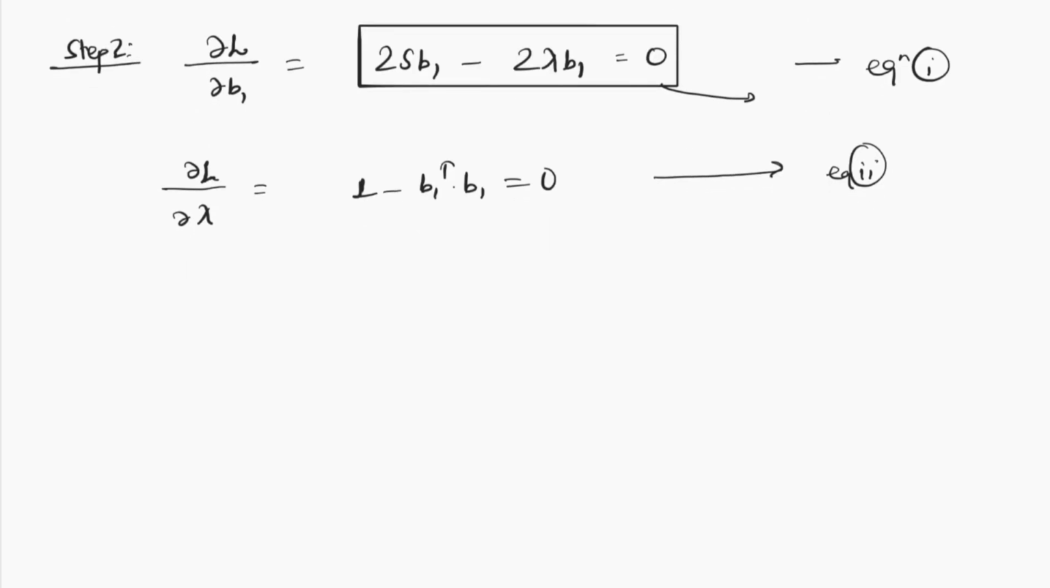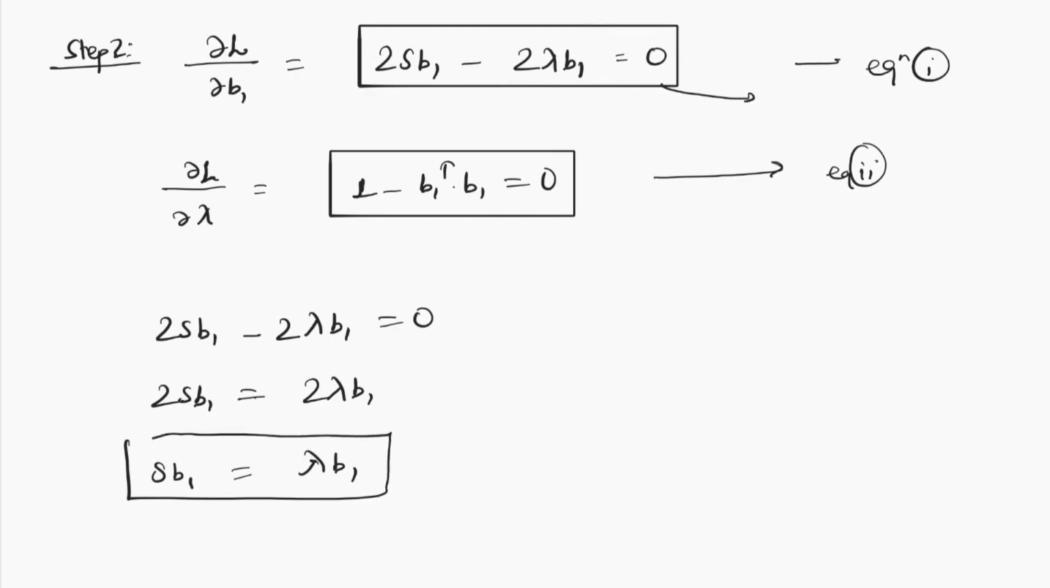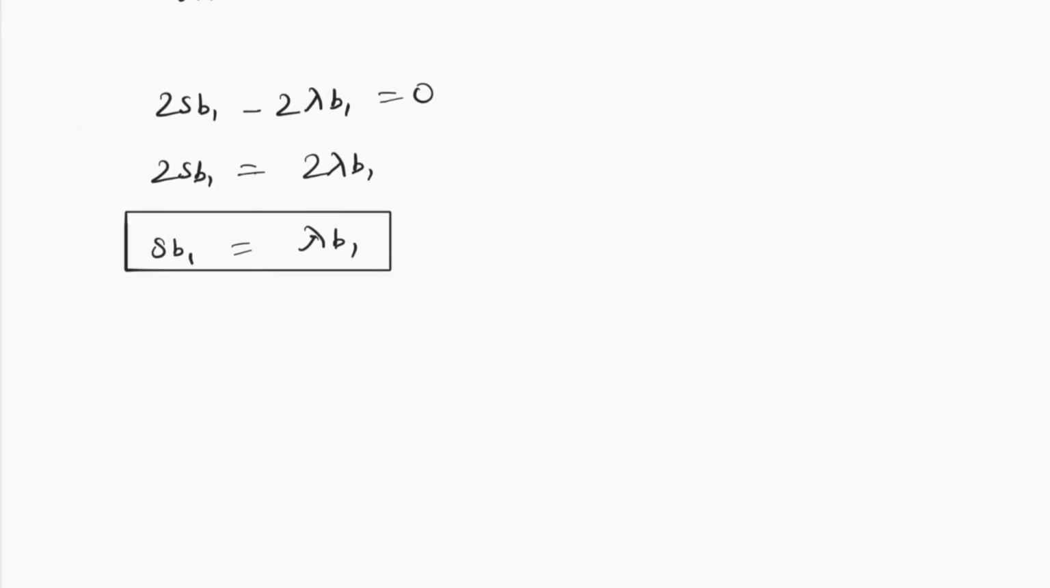So now let us simplify this further with the equation 1 and equation 2 that we got. If you get this equation 1, you further simplify it, you get 2Sb1 is equal to 2 lambda b1, which can be written as Sb1 is equal to lambda b1. This is very important. Now let us analyze this one. What is S? S is nothing but a d cross d matrix, right? And b1 is nothing but a vector.